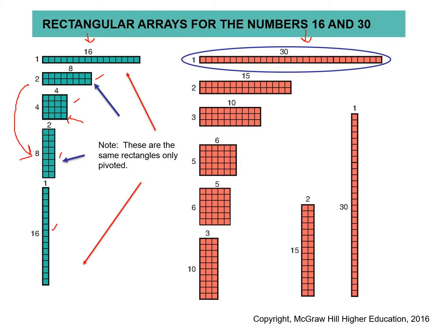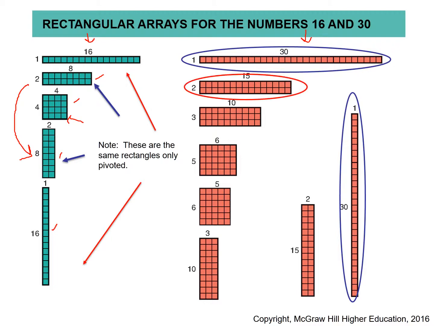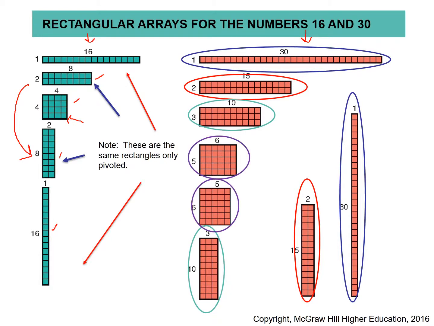the 1 times 30 is just a pivoting of the 30 times 1. The 2 by 15 is just a pivot of the 15 by 2. The 3 by 10 and the 10 by 3 are pivots of each other. And then the 5 by 6 and the 6 by 5 are just pivots of each other. So we see that once we get to a certain place, in fact for here, once we get here, we start having the same factors repeated again.